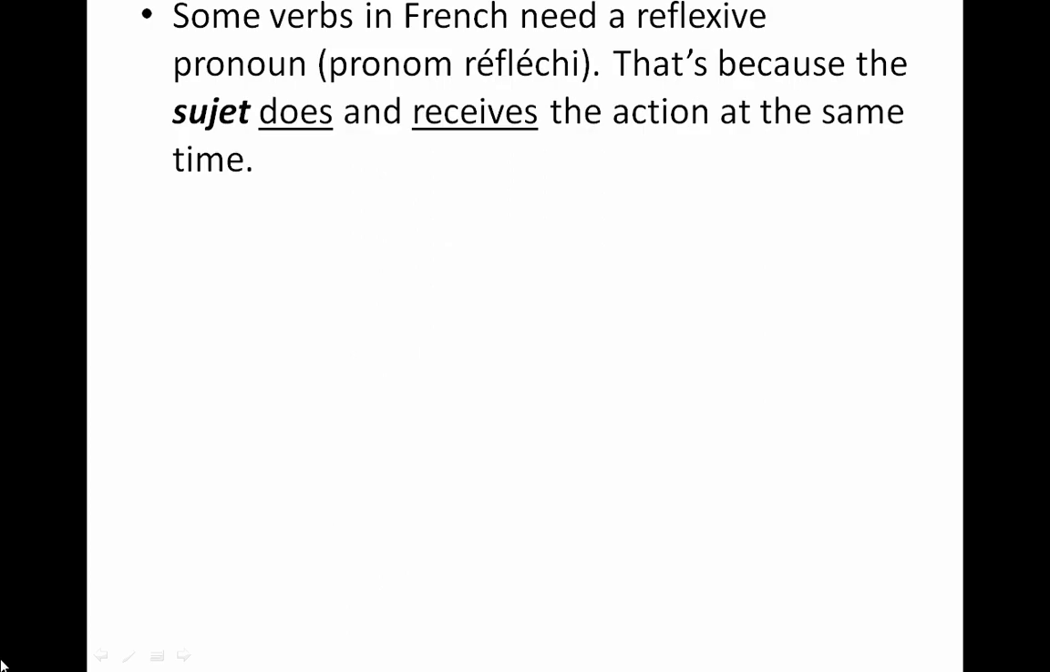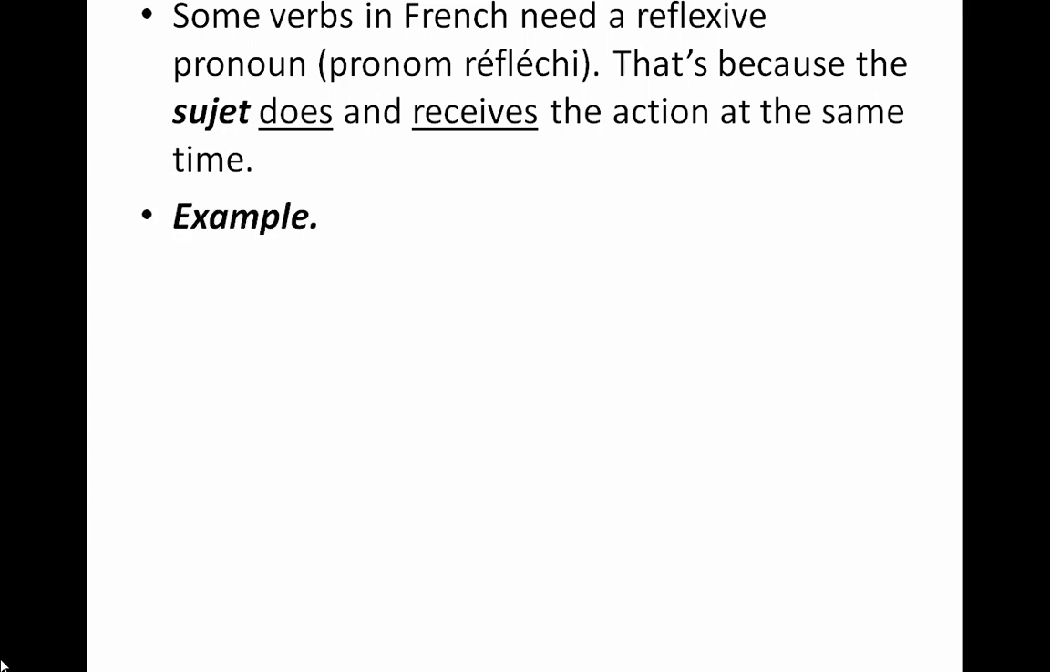Okay, so some verbs in French, pretty much like English, it's just a little different. They take a reflexive pronoun, which means that basically the person that is doing the action is both doing the action and also the action reflects upon themselves. So they're taking the action at the same time. They need a specific grammar particle to be added in the sentence to express that action that they're doing and receiving at the same time.